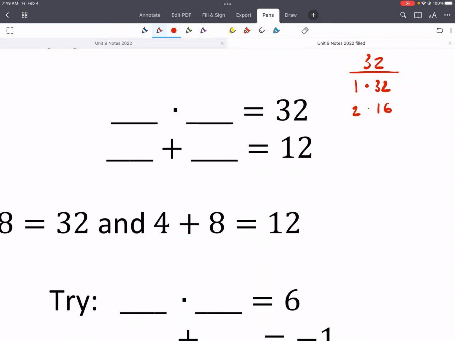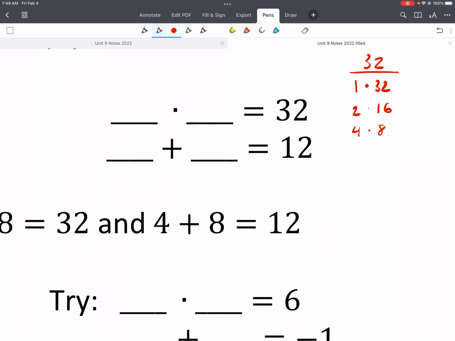We could try 4. So I think 4 works. 4 and 8. Yeah, there we go. Okay. And then we could try 5. 5 doesn't go into it, or 6, or 7, but 8 goes into 32, but we already have 8. Okay, so we wrote down all of the factor pairs for 32. All right, so those are your choices that could go in these spots.